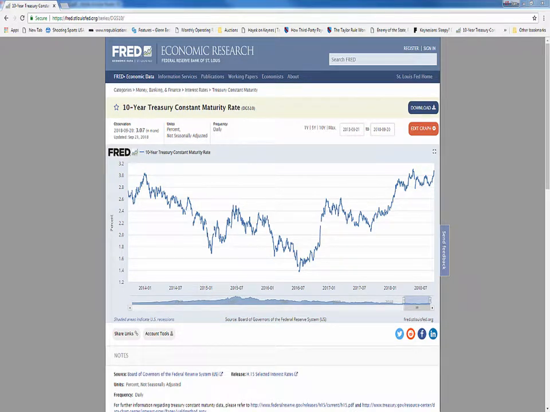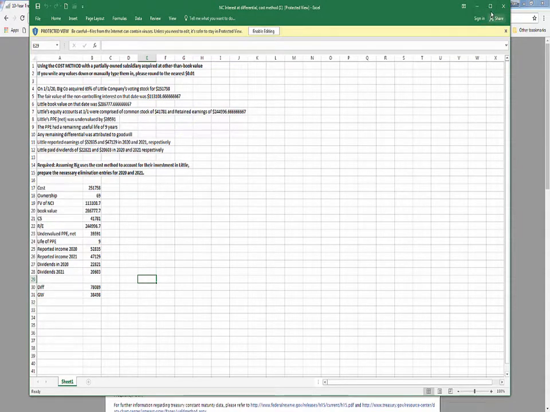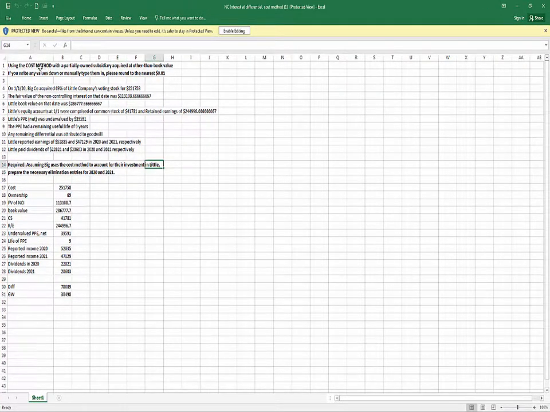Okay, let's go ahead and go through the solution to the question on using the cost method to account for our investment. So again, here's our problem.